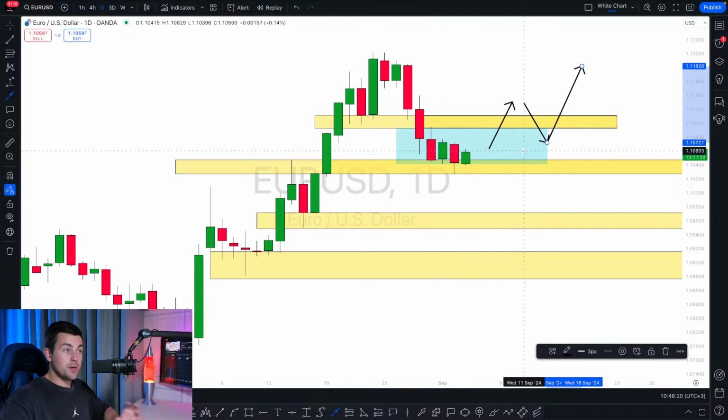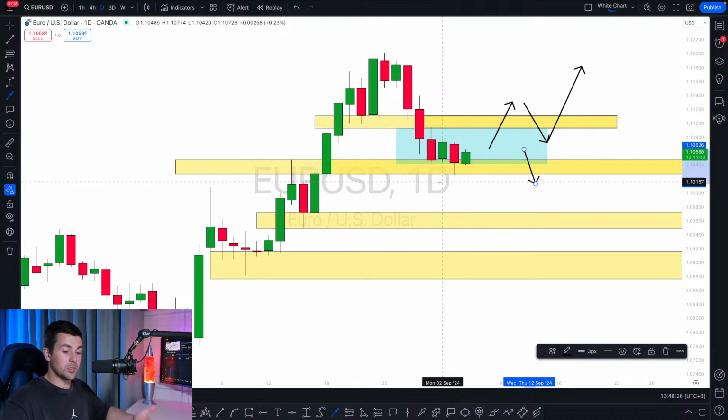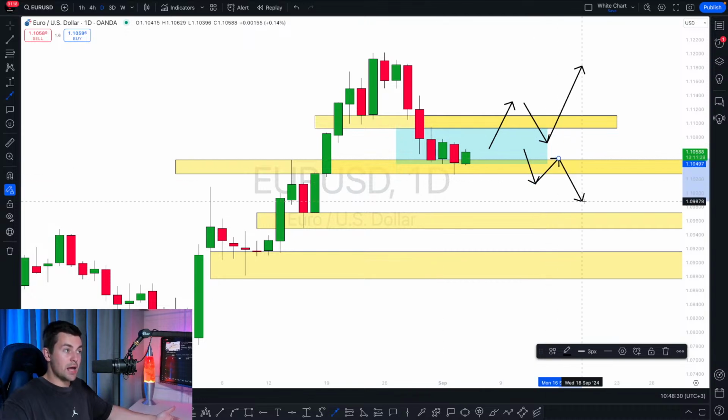Same thing with the bearish breakout. If the price violates that support, if after the release of today's fundamentals the market turns bearish, then we can anticipate a bearish movement lower, and we can anticipate a bearish movement to that horizontal structure support, right?